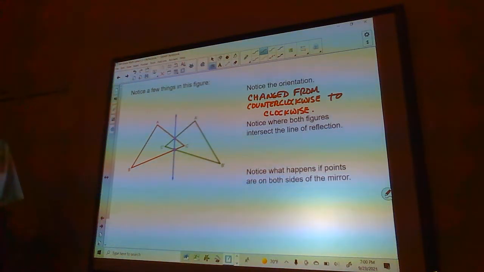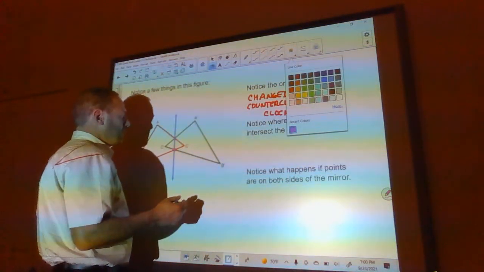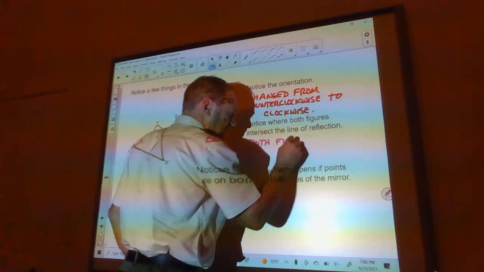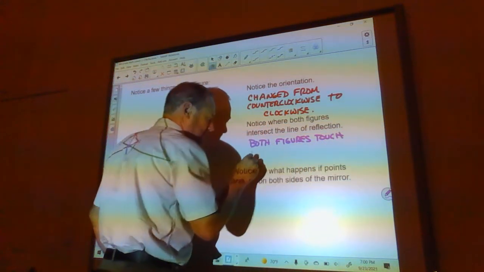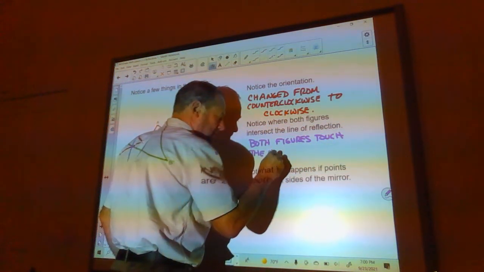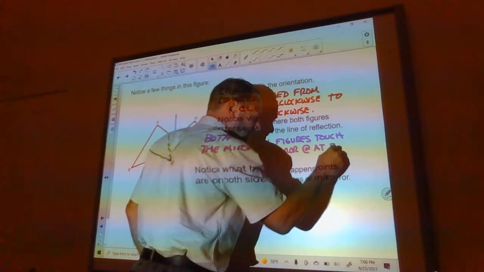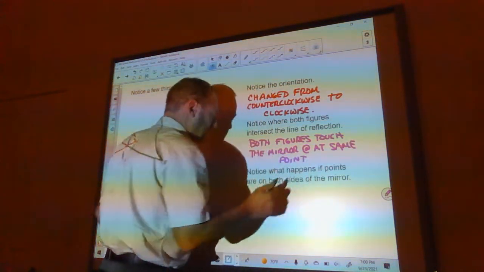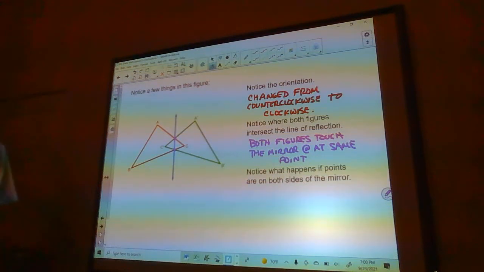Notice where both figures intersect the line of reflection, okay? So both figures touch the mirror at the same point. You can't have the image touching the mirror here and the pre-image touching the mirror here and the image touching it up here. That doesn't work.